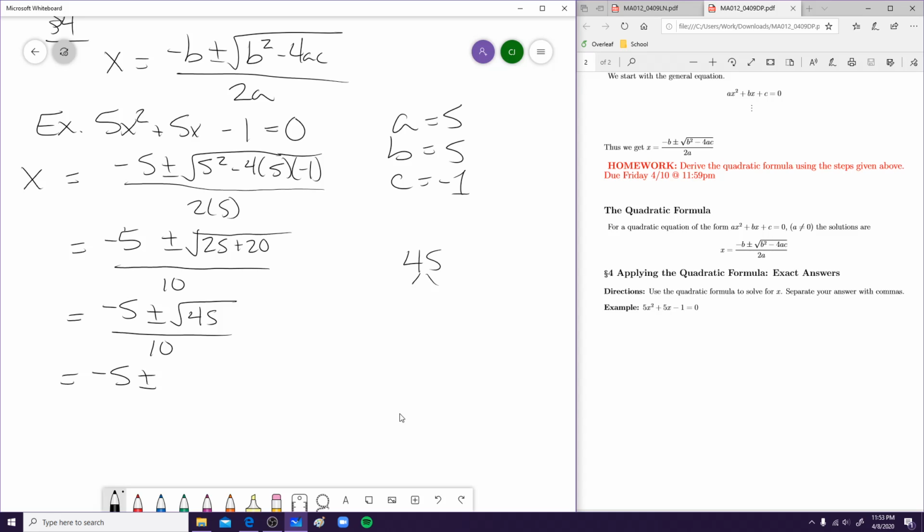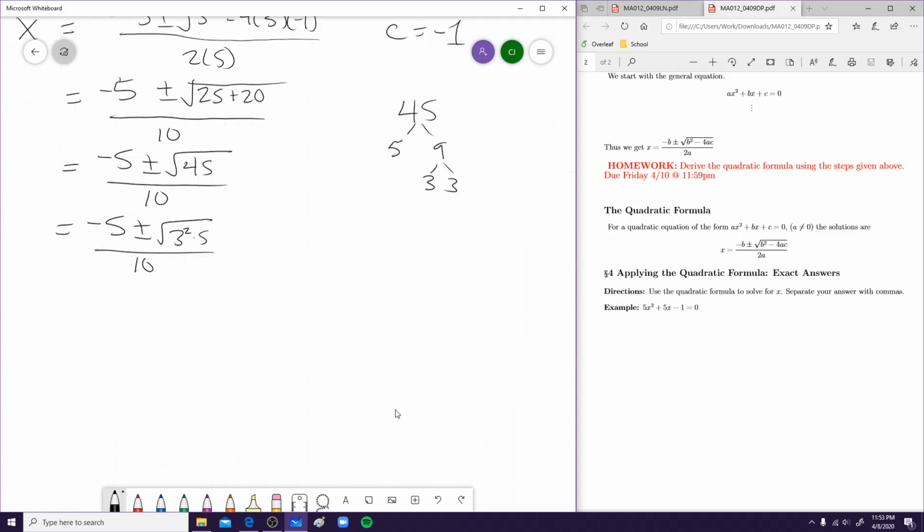That is also 5 times 9. 9 can be rewritten as 3 and 3. So 45 can be rewritten as 3 squared times 5. Because the power is the exact same as the index, we know that this can be simplified even more. So what's it simplified to? This is negative 5 plus or minus, and then this becomes the square root of 3 squared times square root of 5. So this is 3 square root of 5 all over 10.